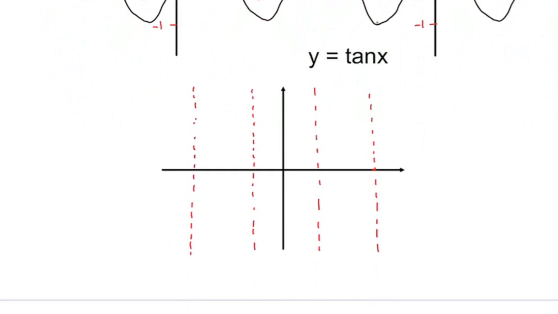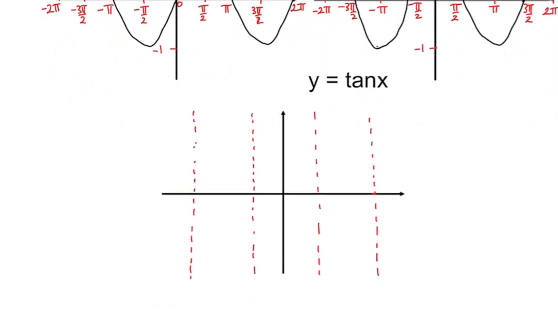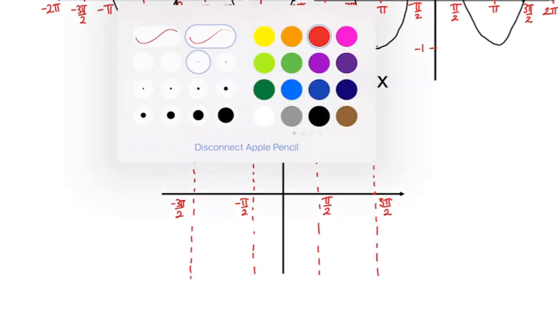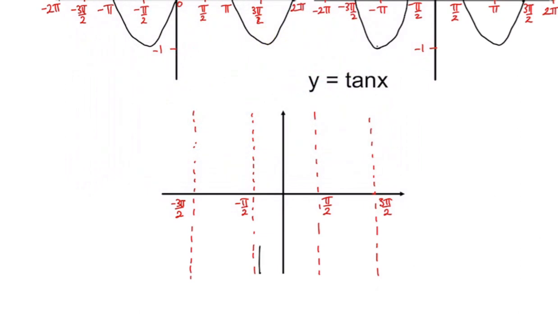The last one, of course, is our tan wave. Tan wave, of course, has asymptotes. It has one asymptote at 90, which, of course, is pi over 2 in radians. Has another one at 270 degrees, which is 3 pi over 2. Has another one at negative pi over 2, another one at negative 3 pi over 2. And then we can draw a tan wave and another tan wave. Looks a bit like this.